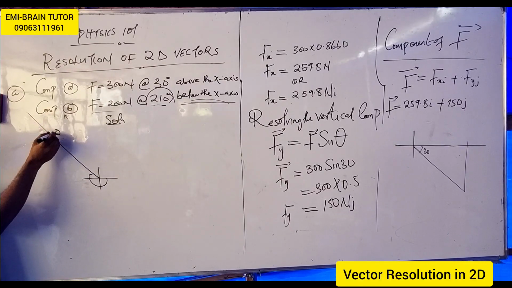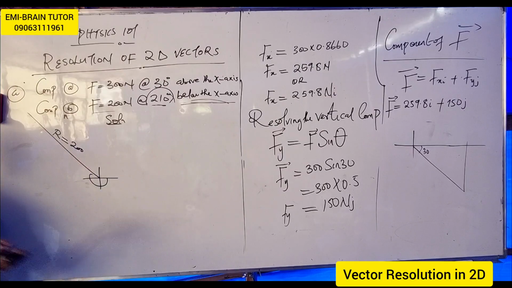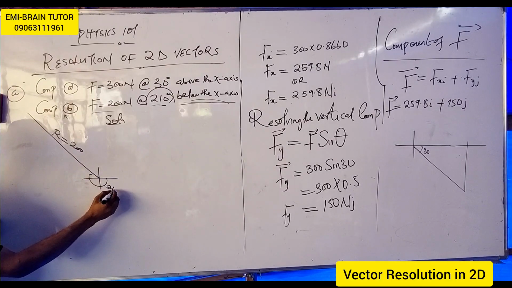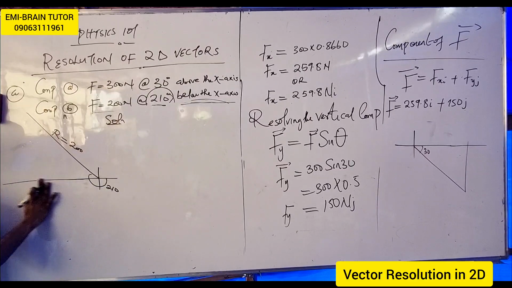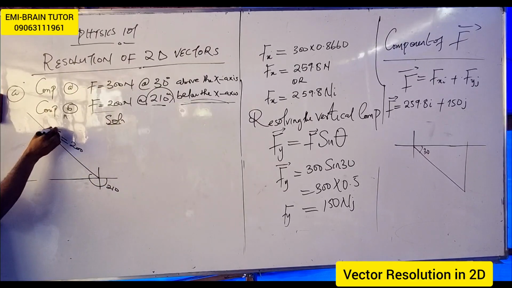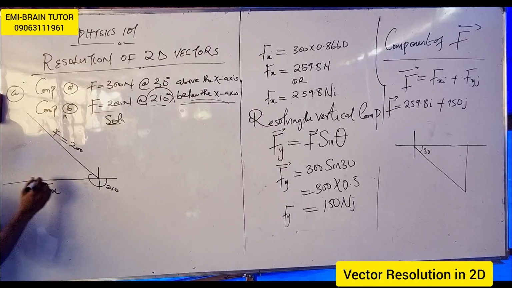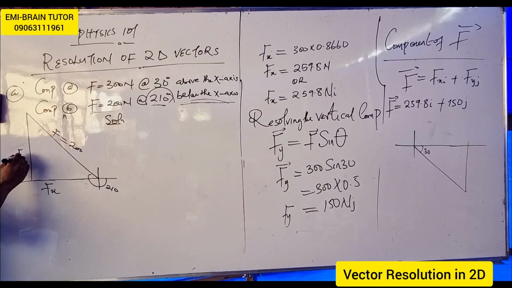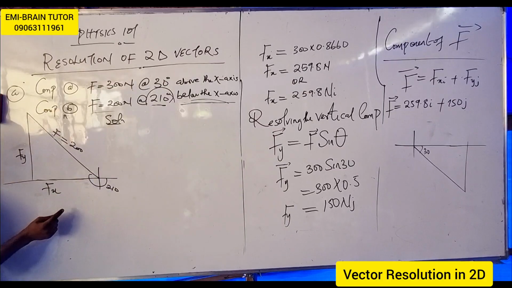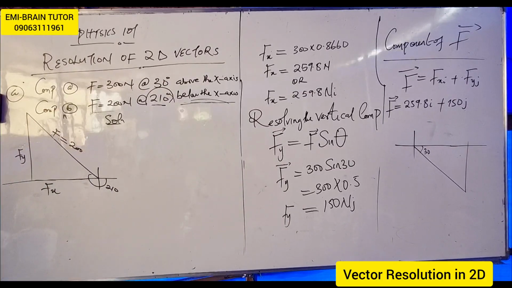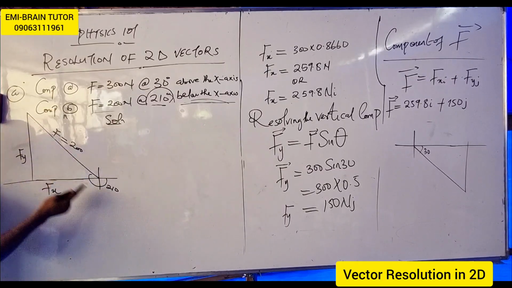That resultant is what here? 200. I agree with you that this angle is equal to 210. But here is what? My F. So these are F, not R, right? This is horizontal, right? What do you have here? Fx. What do you have here? Fy. How do you think I will use this angle to solve? The angle between this x and this resultant is what here? It's 30 degrees.